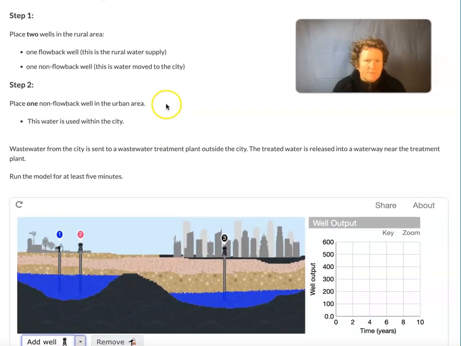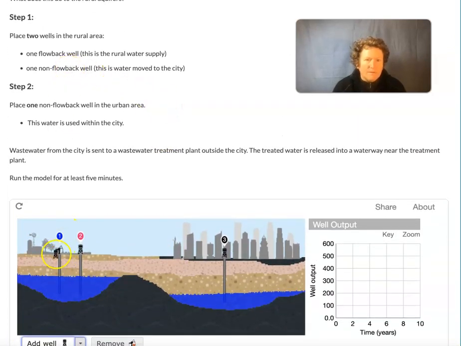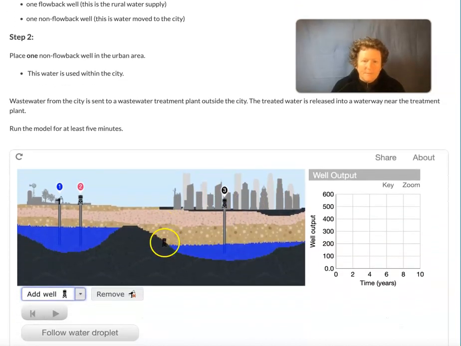So let's review. We've got 1 flowback well in the rural water supply. That's going to be used probably for irrigation. The water will go out onto the soil and flow back into the aquifer. That's a flowback well. A non-flowback well means this water will be pumped out and sent to the city. In this non-flowback well, the water will be pumped out, used within the city, and then treated as wastewater and put into a body of water, usually a river, maybe the ocean.